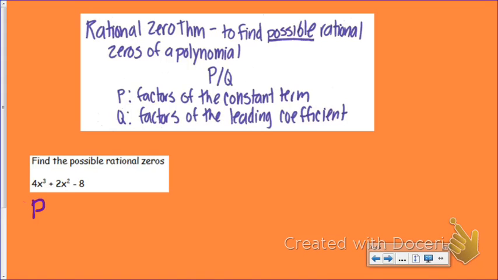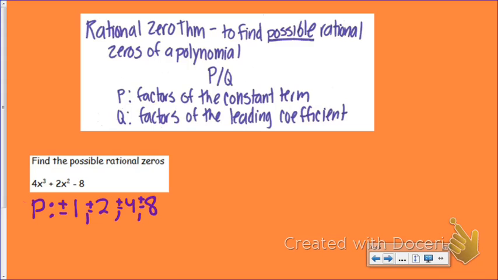So P is -8, and I'm going to find the factors of P. So 8, or -8, is divisible by 1, 2, 4, and 8. But I can get this as any combination of positives and negatives, so all of these are plus or minus. So 1, 2, 4, and 8 are all the possibilities for factors of p.